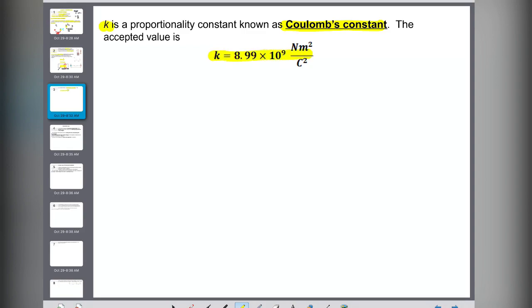Okay, 8.99 times 10 to the 9 newton meter squared per coulomb squared. Does that unit make sense? Let's just quickly write it out.